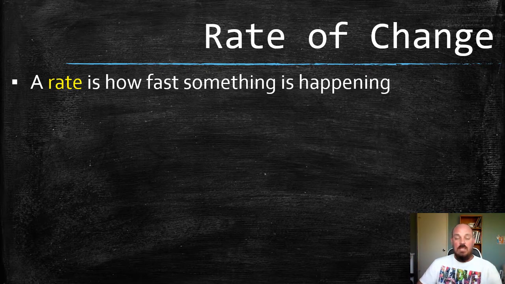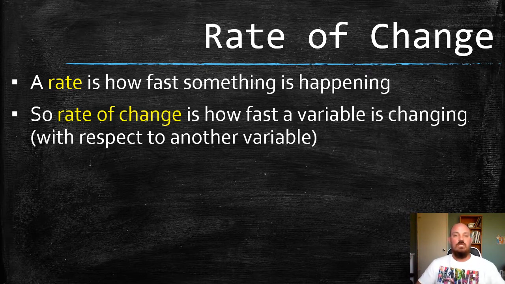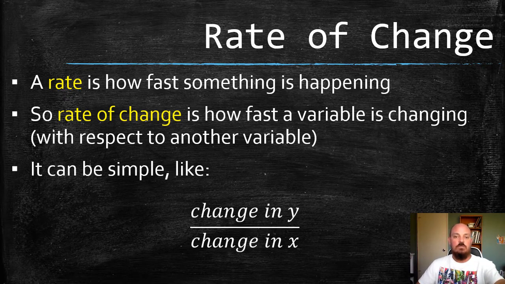And when I talk about a rate, what I mean is how fast something's happening. And a rate of change is how fast a variable is changing with respect to another variable. Now, for most of our equations, the variables are x and y. Those are our two most common variables.